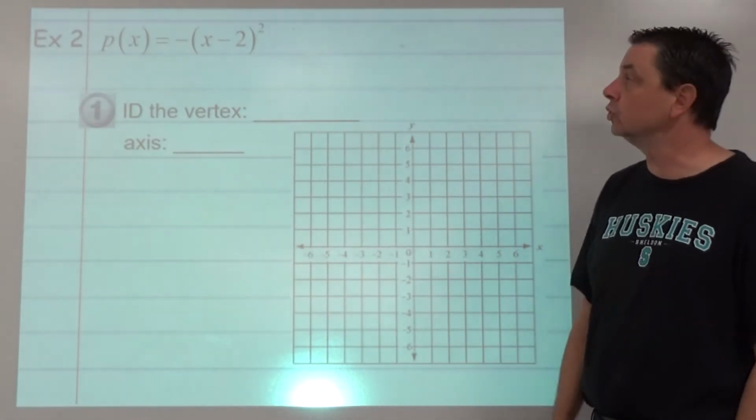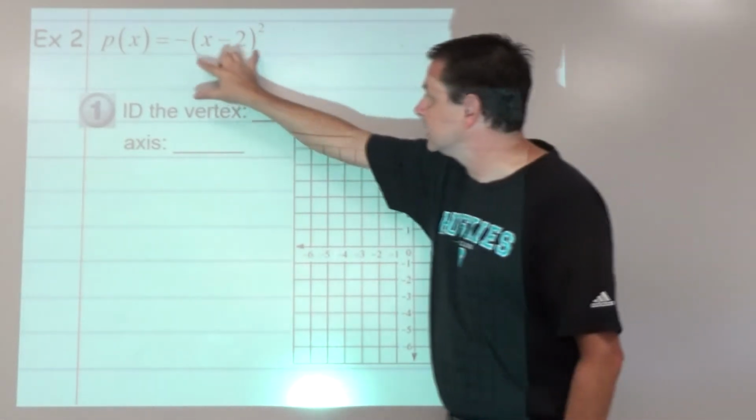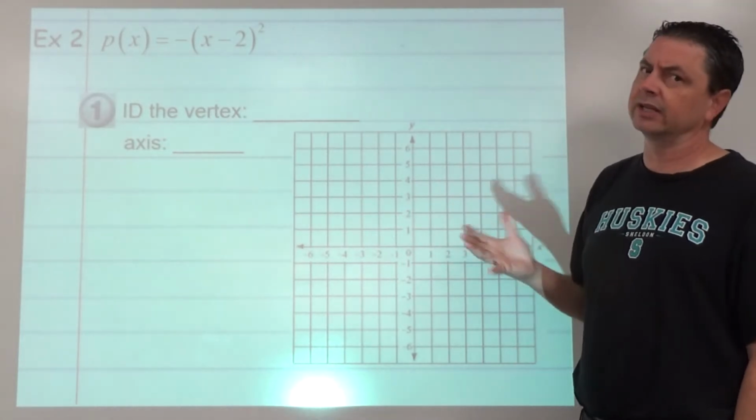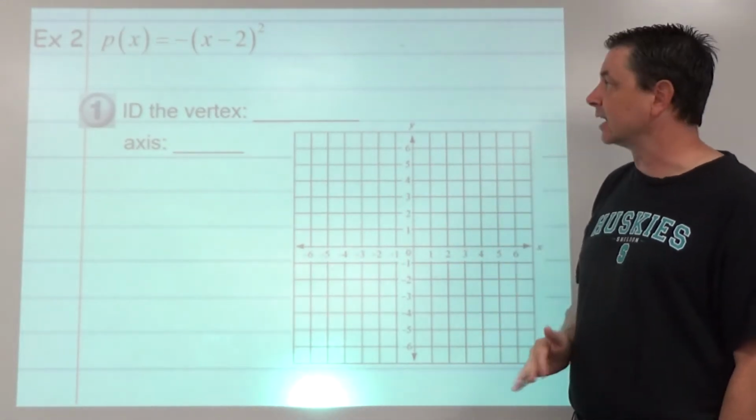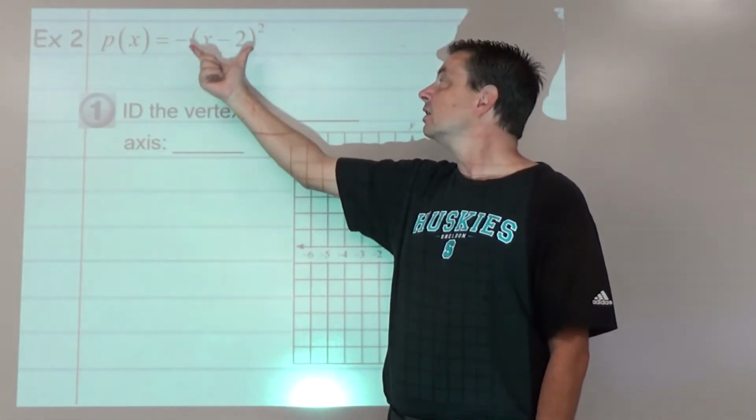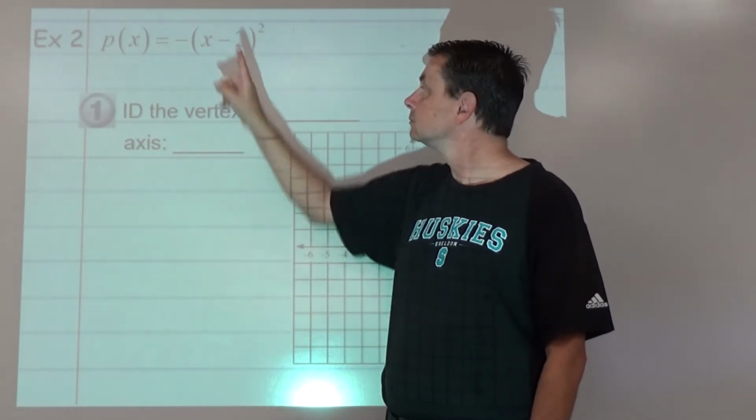Example number 2. P of x is equal to negative quantity, say that for parentheses, x minus 2 squared. Looks like there's maybe some stuff missing. That's okay. ID the vertex. The x-coordinate comes from what's being squared. Look inside the parentheses. Think opposite.